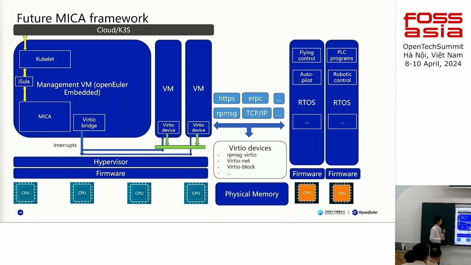And thirdly, we also want to modify iSula. iSula is a kind of lightweight container technology, which is something like Docker, but it's from the openEuler community. And we want to modify iSula so that users can deploy operating systems through K3S, through iSula, to the MICA framework, to here or here, to the embedded device.